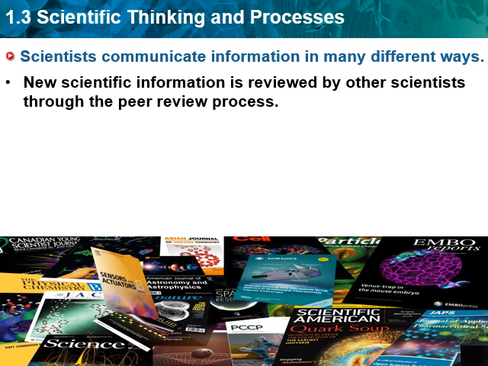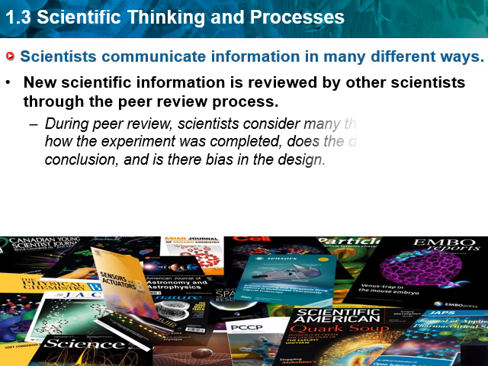Now, scientists communicate information in many different ways. And new scientific information is reviewed by other scientists through a process called peer review. And during peer review, scientists consider many things, like how the experiment was performed. Does the data support the conclusion? Was there any bias in the design of the experiment? Like, was the actual person doing the experiment getting paid to do that experiment by a company that's trying to manufacture a new drug? Was there any reason they would want that to be approved?